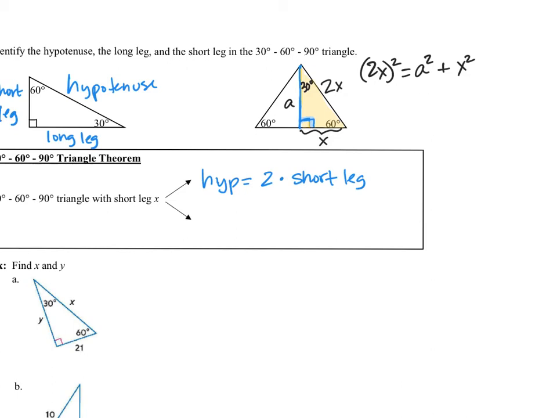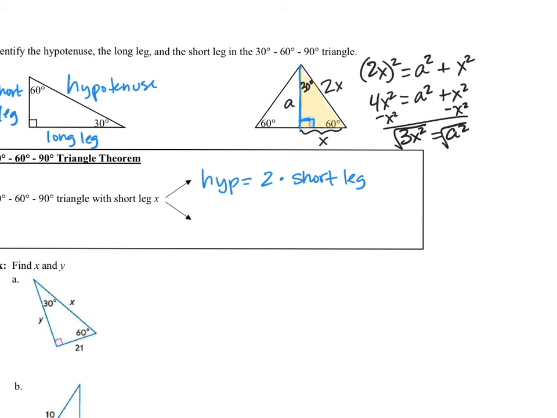So the first thing I'm going to do is square 2x, which means I'm going to take 2x and multiply it by itself. So 2x times 2x will give us 4x squared. So that's equal to a squared plus x squared. Then, since I'm solving for a, I'm going to subtract x squared from both sides. So minus x squared, minus x squared. That's going to give us 3x squared is equal to a squared. And then since I'm solving for a, I'm going to take the square root of both sides.